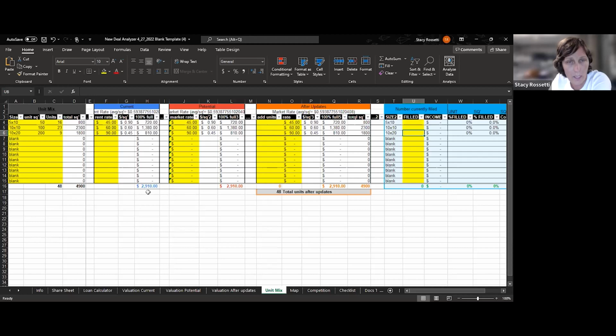So $29.10. And then this is where potential is where we put competition. Competition is super, super important in the storage world. You have to know what the competitors are charging so that you know what you can bring that price up to.